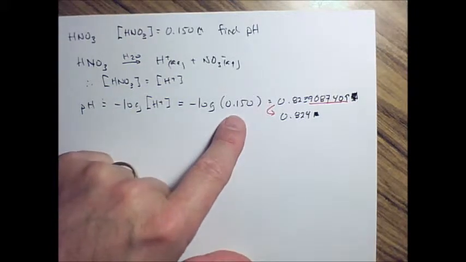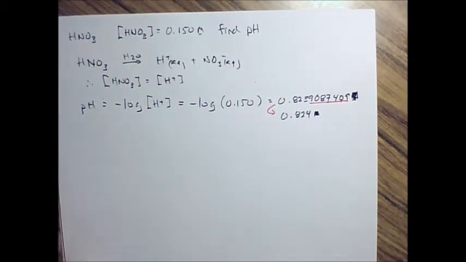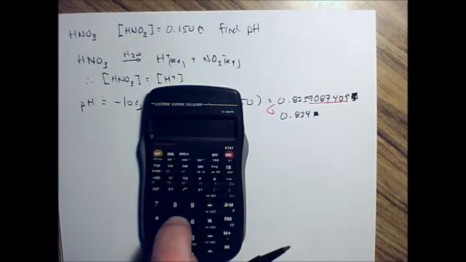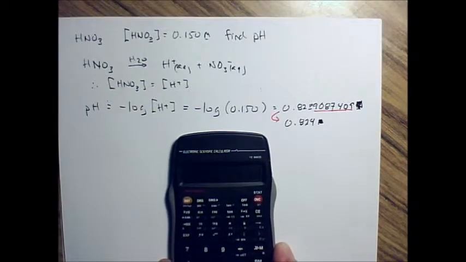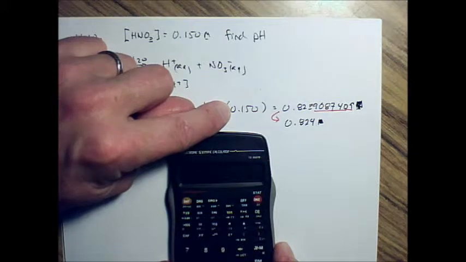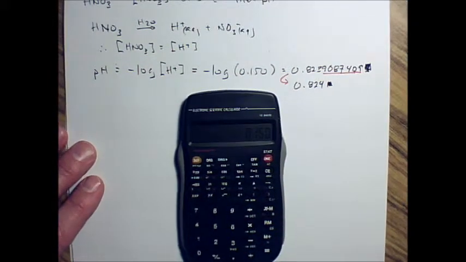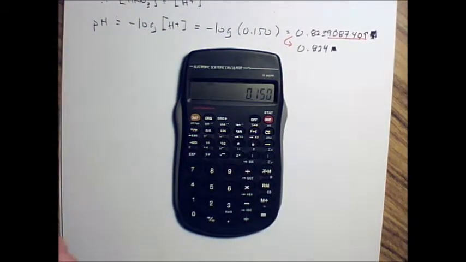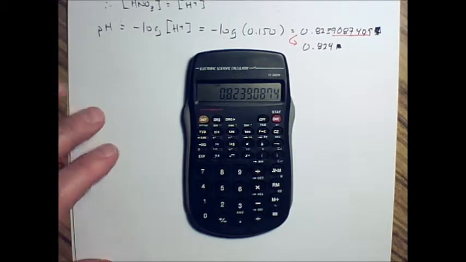You got to put in 0.150, then logarithm, then change the sign on that smaller calculator. The concentration is 0.150. You don't always give us the concentration; you have to have enough information, whatever that happens to be. So 0.150, then you hit the logarithm, then you hit your change of sign here. And that's what you get.